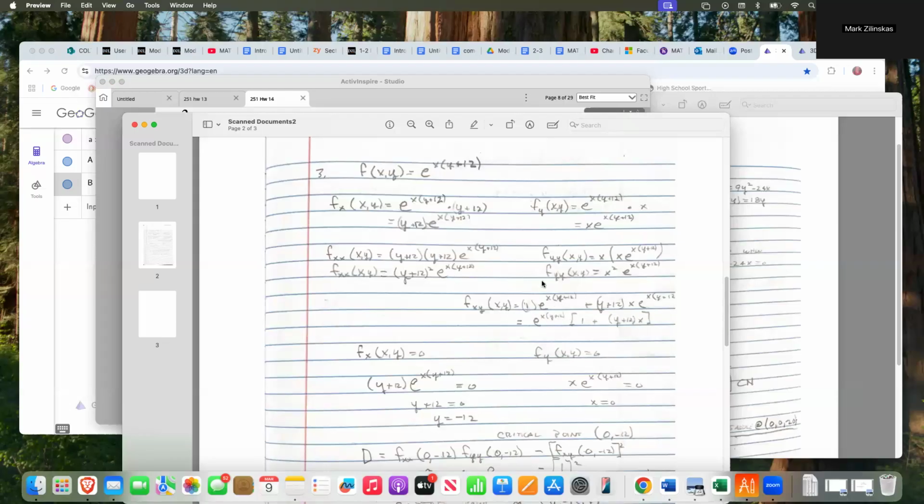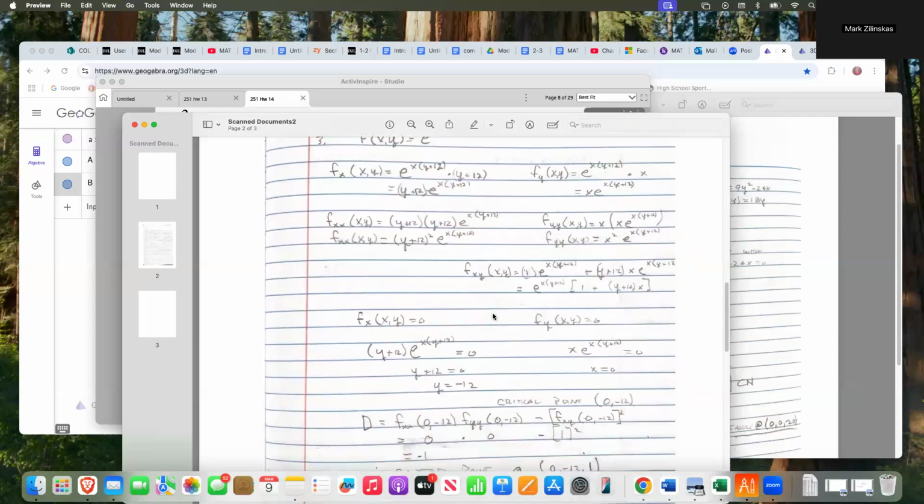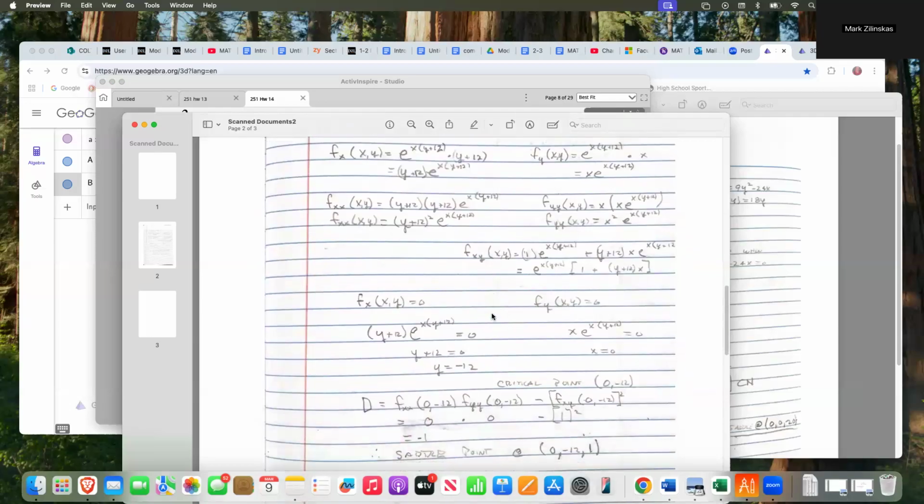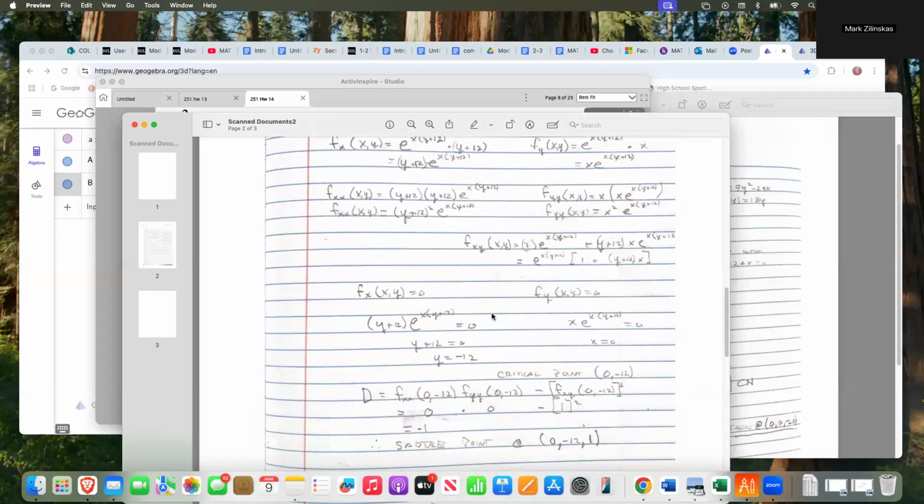So now I've got all the partials that I need: the partial with respect to x, the partial with respect to y, the second partials with respect to x and y respectively, and then the mixed partial here. So now a little bit more work here. Okay, again, these are pretty intense.